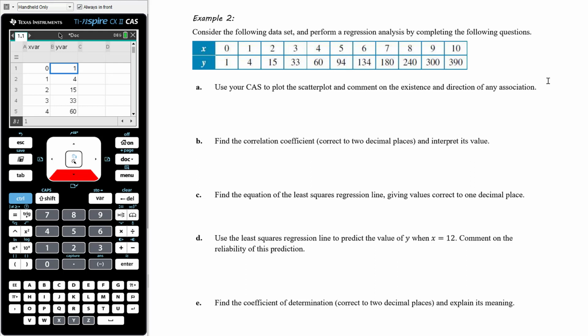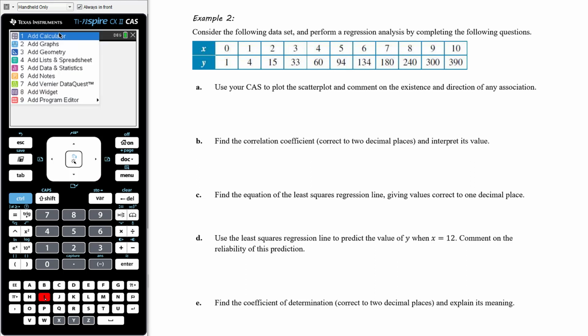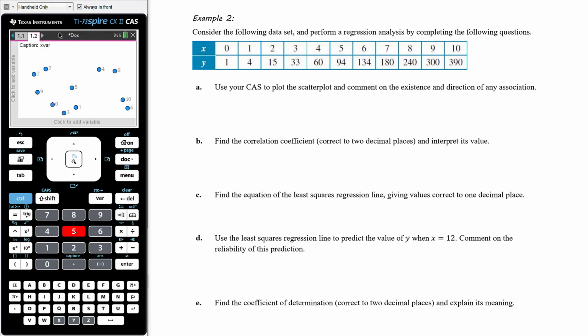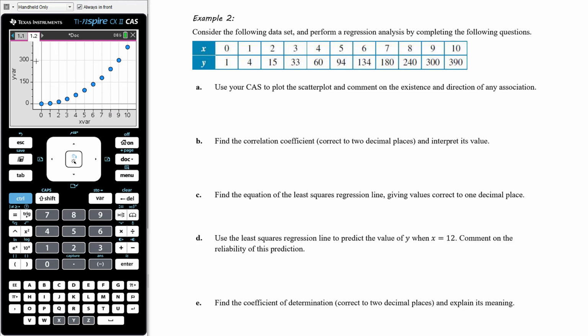So I've put the data in. Part A of the question asks me to use my CAS to plot the scatter plot and comment on the existence and direction of any association. Okay, so we're going to do Control I for a new page in our document. We want a data and statistics page. We want to put our X variable on the X-axis and our Y variable on the Y-axis. Okay, so we've got a scatter plot.